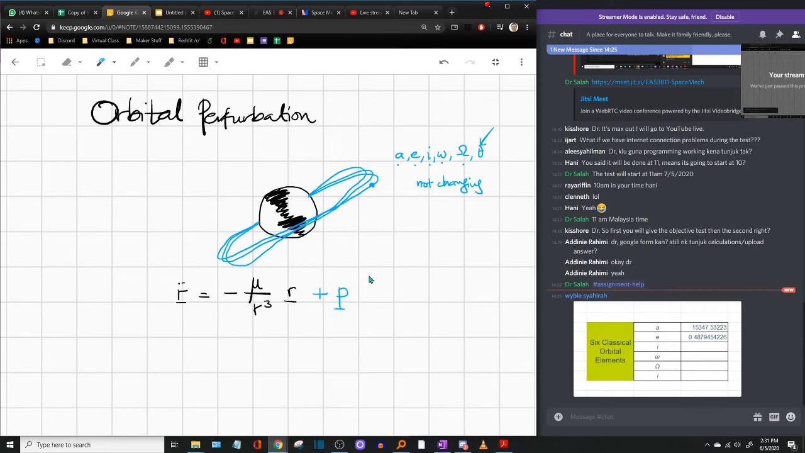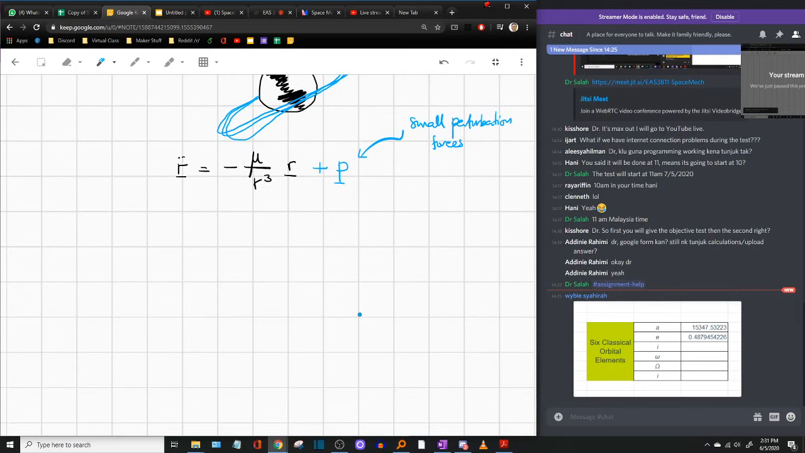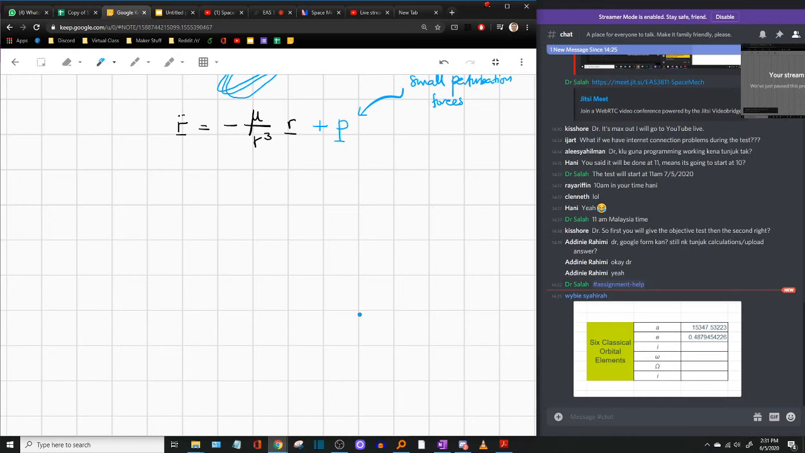And let's call these small perturbation forces that are acting on our satellite. Now, if you understand the word perturbation, in Malay, for example, it means usik. It pushes you a little bit. Perturb, kacau. It just pushes a little bit.